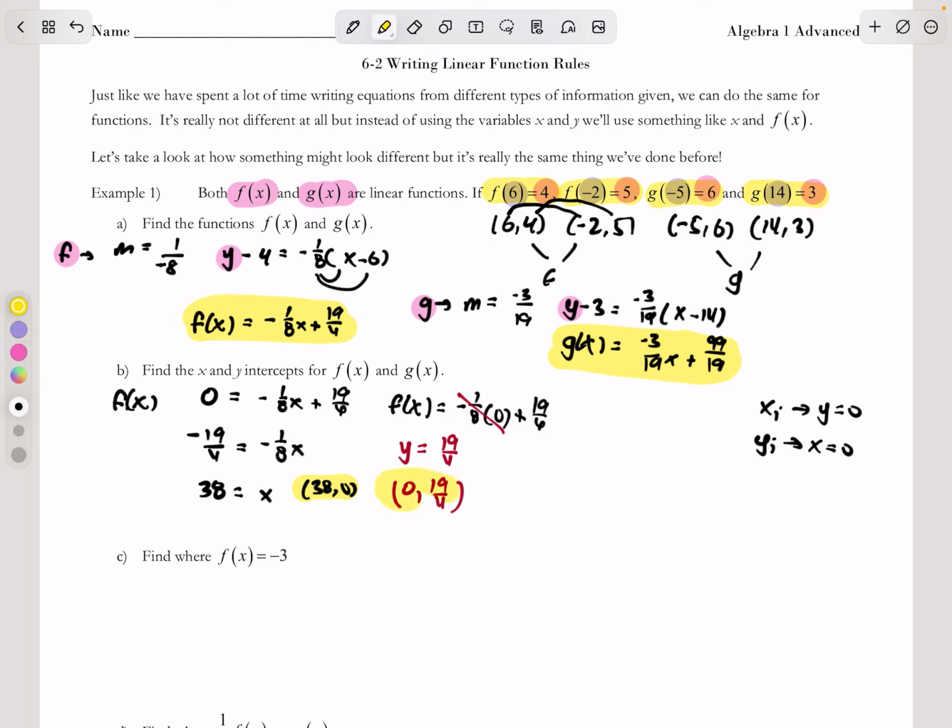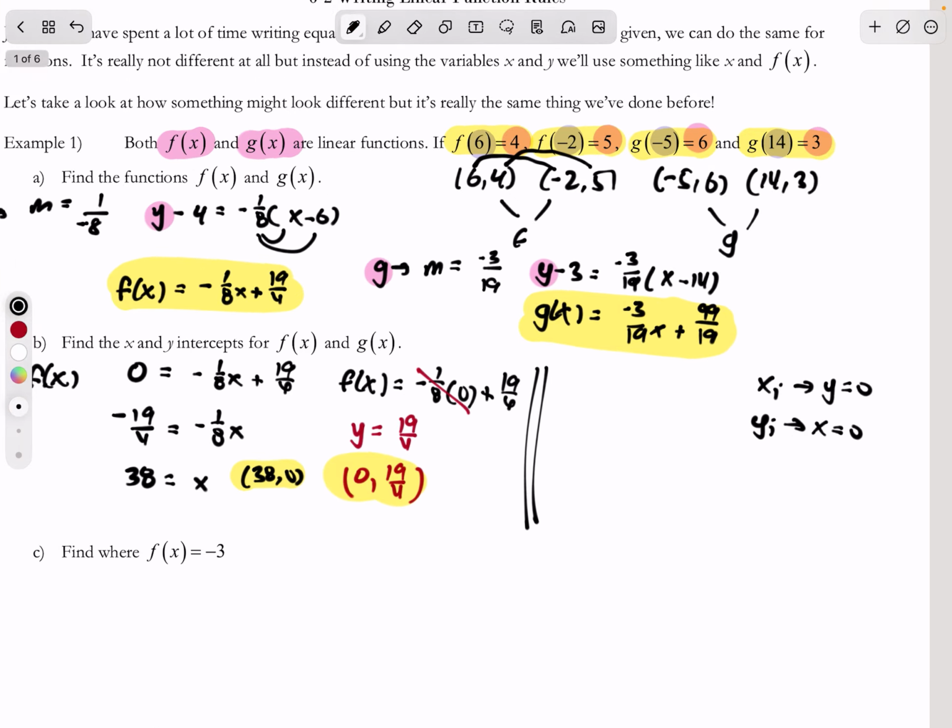If I were graphing this, I could graph it by intercepts. I would never do that, but you have the x and y intercepts now. That's just for f of x. They also want us to find the same deal for g of x. Would be nice if I gave you some room to do this.